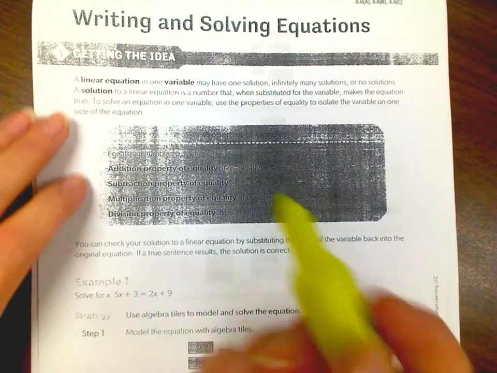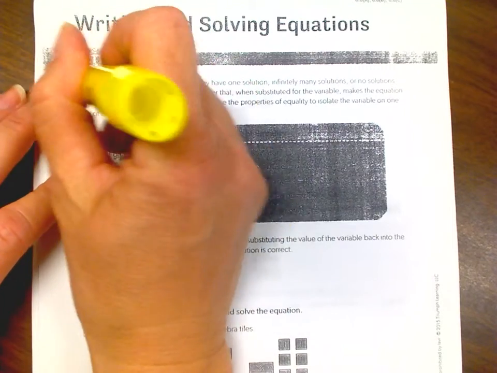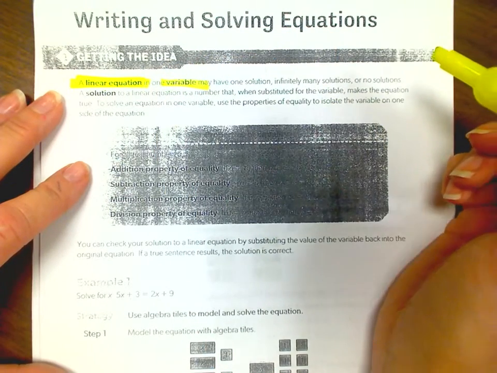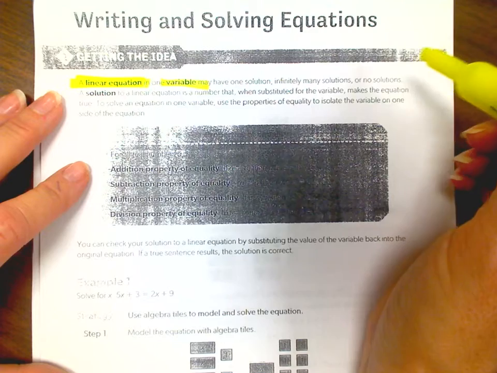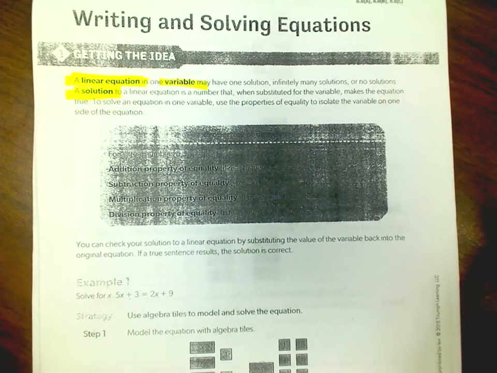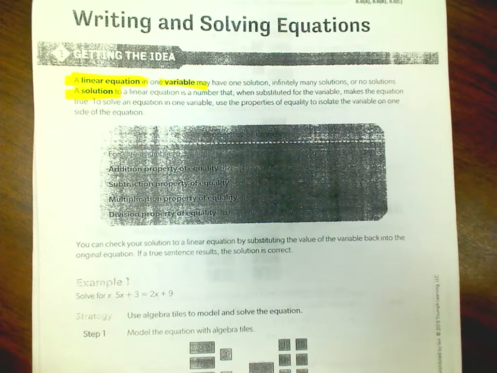vocabulary words. A linear equation in one variable may have one solution, infinitely many solutions, or no solutions. A solution to a linear equation is a number that can be substituted in for the variable that makes the equation true. To solve the equation in one variable, use the properties of inequality to isolate the variable on one side of the equation.